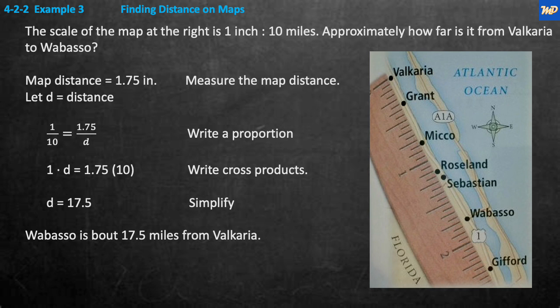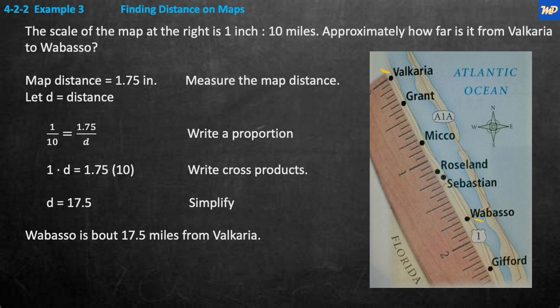The scale of the map at the right is 1 inch equals 10 miles. 1 inch is to 10 miles. Okay. Approximately how far is it from Valkarai to Wabasso? So you look at the map and you see Valkarai is way up here near the top, right up here, and Wabasso is down here.